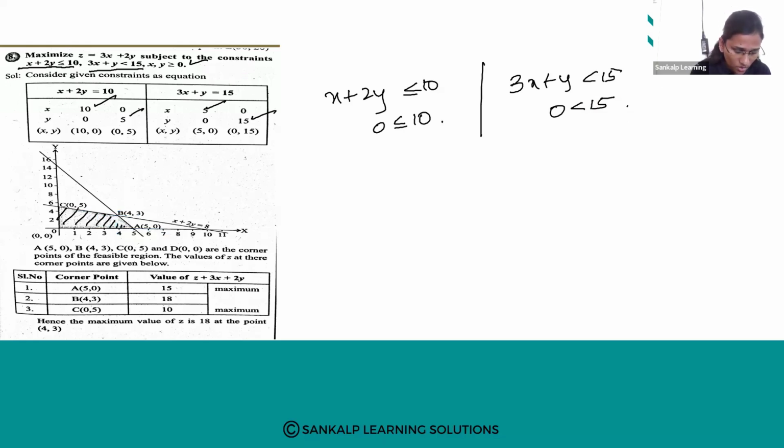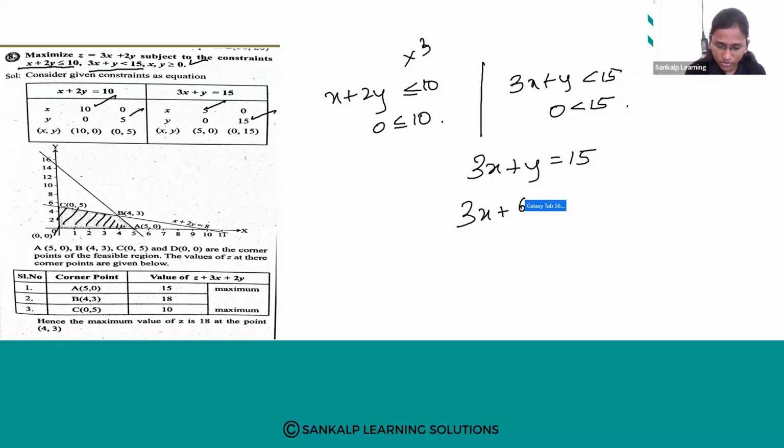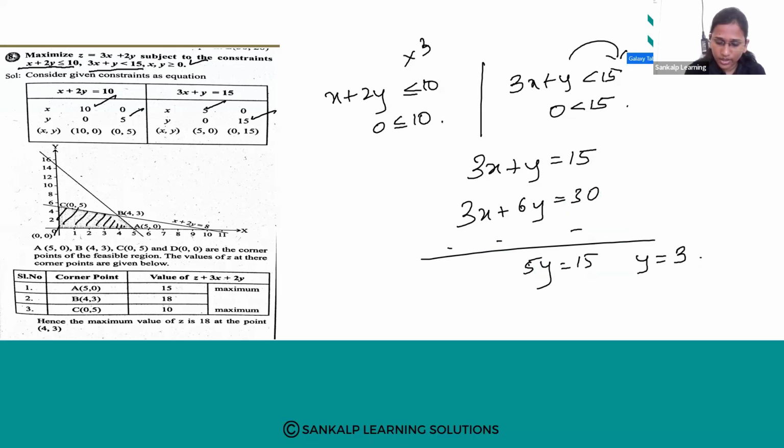So here, O, A, B, C, D is your feasible region where O is 0, 0, A is 5, 0, C is 0, 6 and D is the intersection of both. Right? So to find the intersection of both, if I multiply this with 3, what I'll get here is 3x plus 6y equals 36. Subtracting, 5y equals 15, so y is 3. If y is 3, here I'll get 12, so 12 by 3 is 4. So the intersection point is 4, 3. So now the corner points are these.